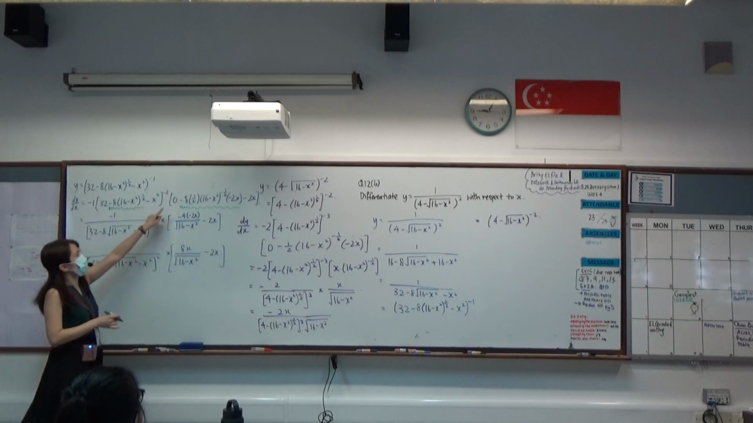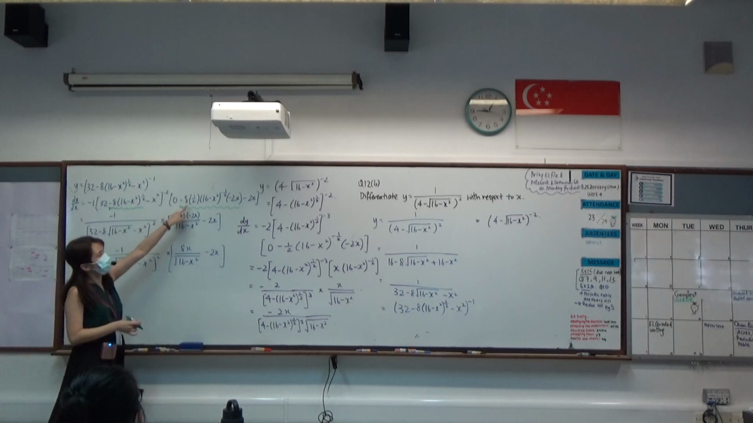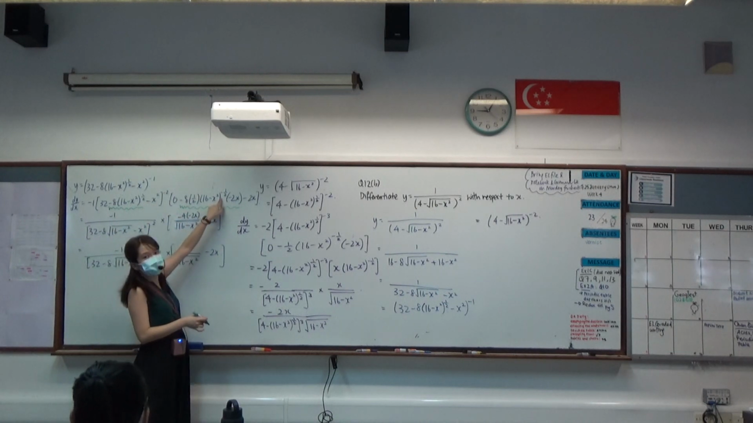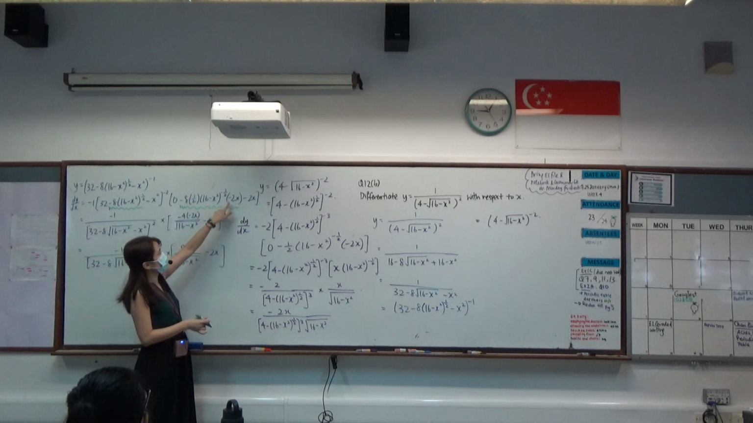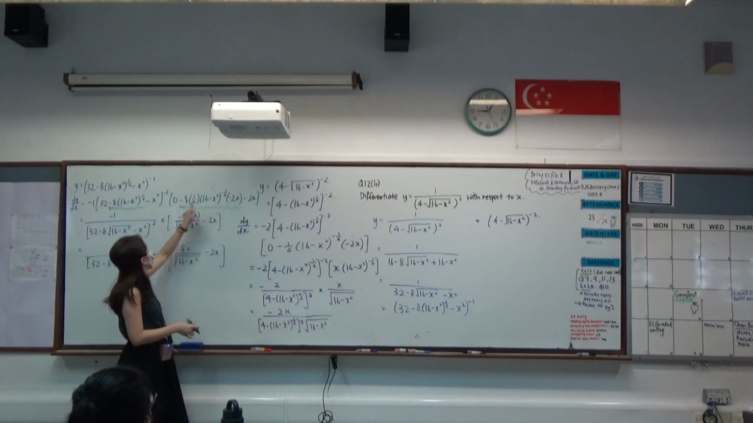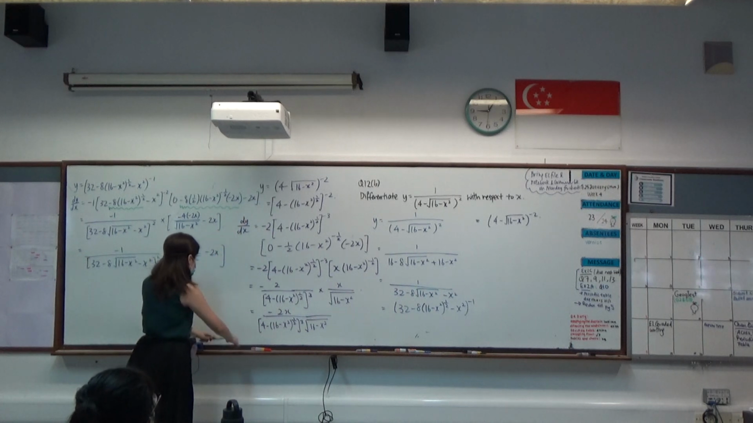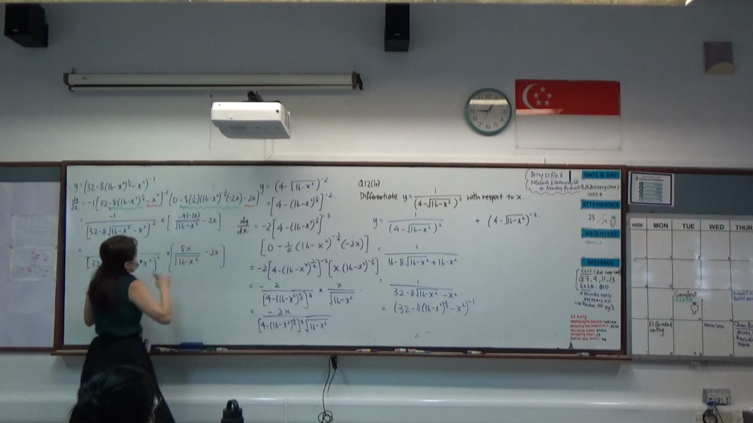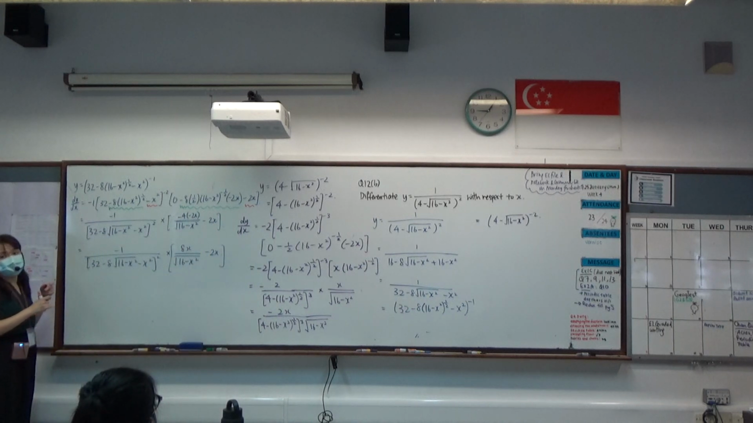So -8 I keep, half bring down. This power here, -1, so I get -half. Differentiate inside of the bracket, we get -2x. Minus x squared, differentiate, I will get -2x. So this is the differentiation.